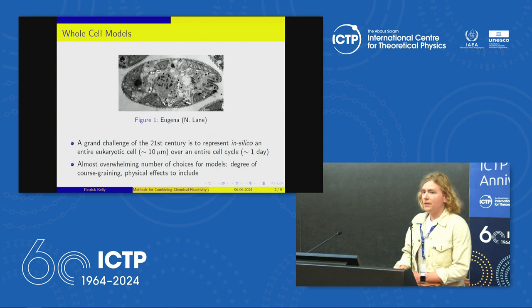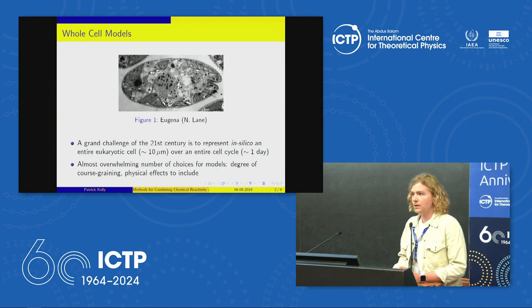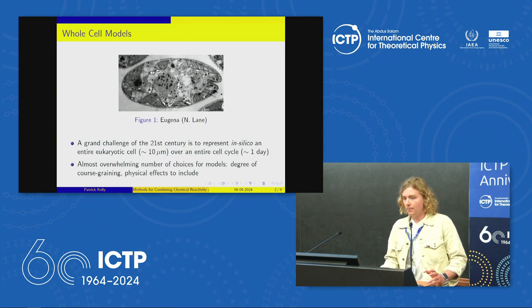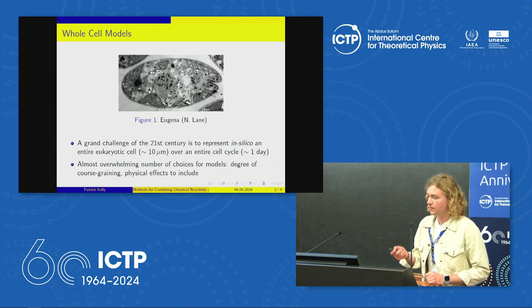So a grand challenge for the 21st century is to represent in silico an entire eukaryotic cell with a size of about 10 micrometers, say, over an entire cell cycle, about one day. It's an overwhelming task. There's a huge number of choices for models and the degrees of coarse graining and physical effects you might want to include or exclude.